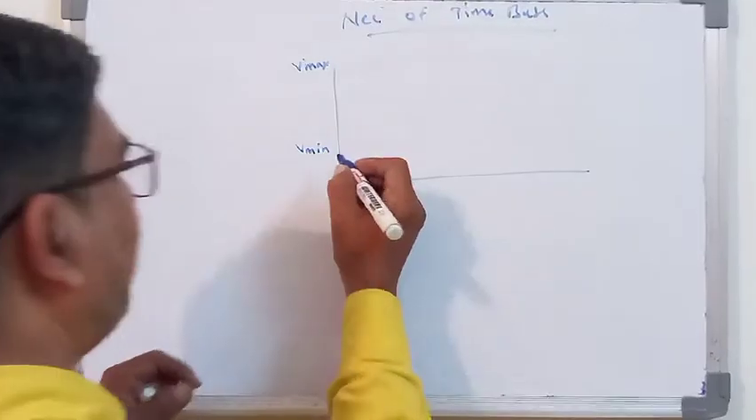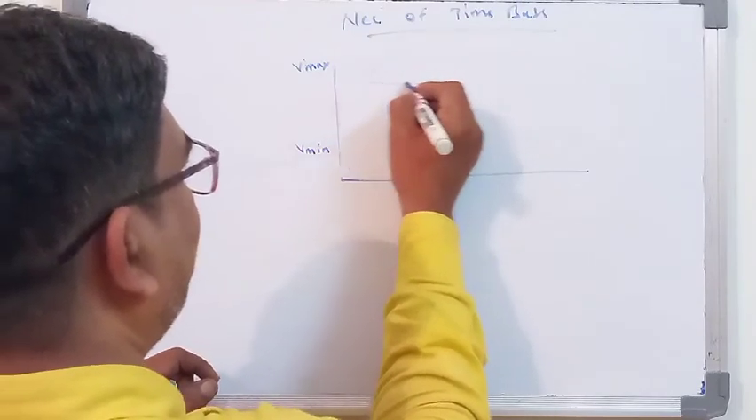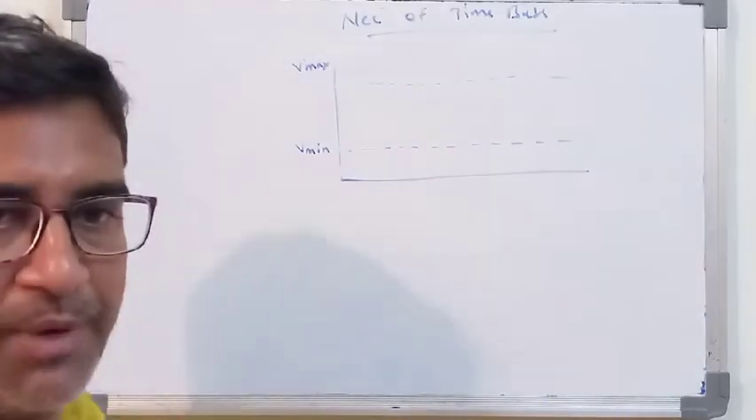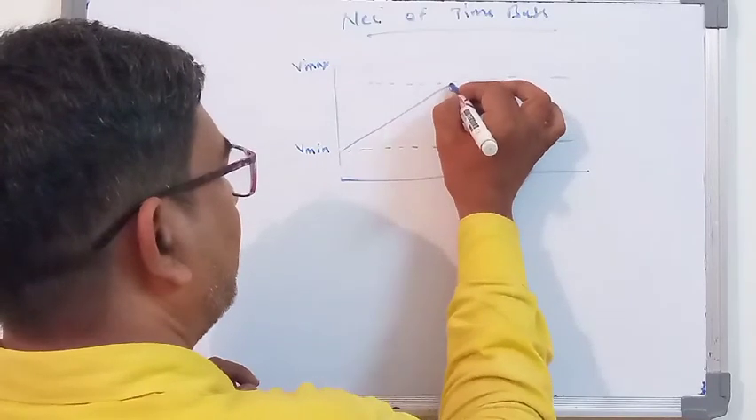Okay students, here we will be marking the minimum and the maximum. Like this we mark the minimum and the maximum value of that voltage. Here this gives you the value like this.